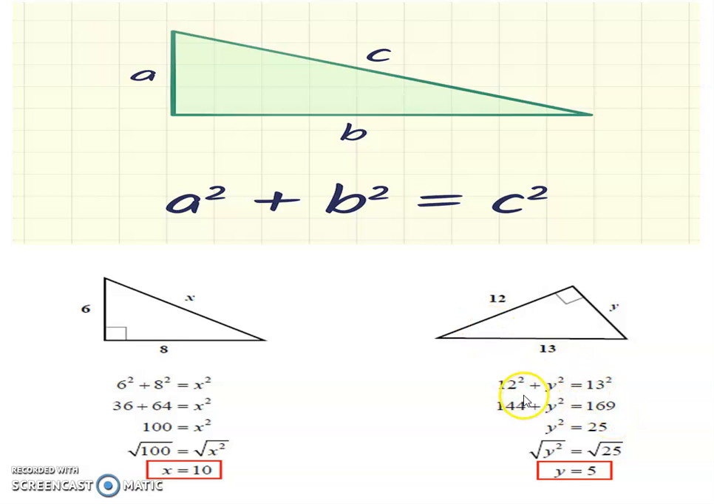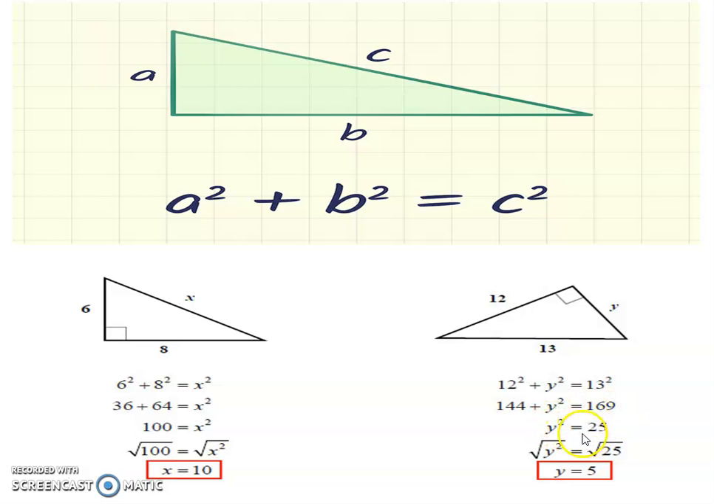We have to apply the same Pythagoras theorem. One side square plus second side square is equal to hypotenuse square. In this diagram, hypotenuse is 13. We must take care of this. So 12 square is 144, y square remains the same, 13 square is 169.